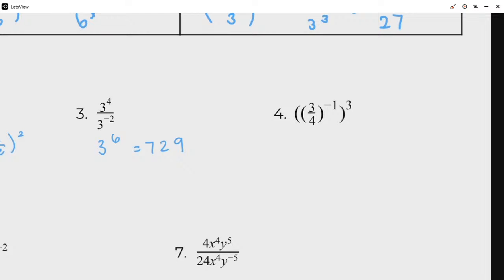Next one, we have 3 over 4 to the negative 1 power and all of that to the third power. So we can multiply the exponents. That's going to be 3 over 4 to the negative 3 power. Then for the negative, we're going to flip. So that's going to be 4 over 3 cubed. And we can distribute the cube to 4 cubed over 3 cubed, which is 64 over 27.